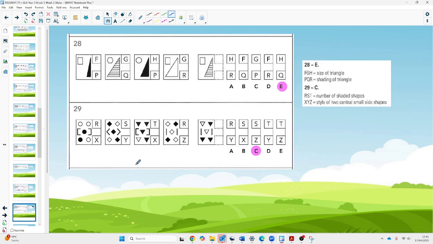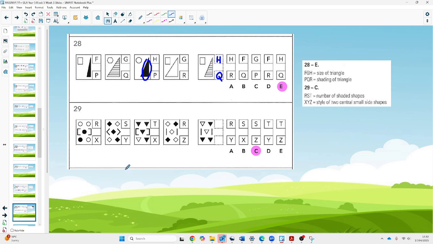28, the answer is E, and F, G and H is because of the size of the triangle. So we require an H. You can see that that size matches up with this size here. And then the bottom letter is the shading of the triangle. So therefore we need a Q because we need it to be hatched and actually going horizontally across.